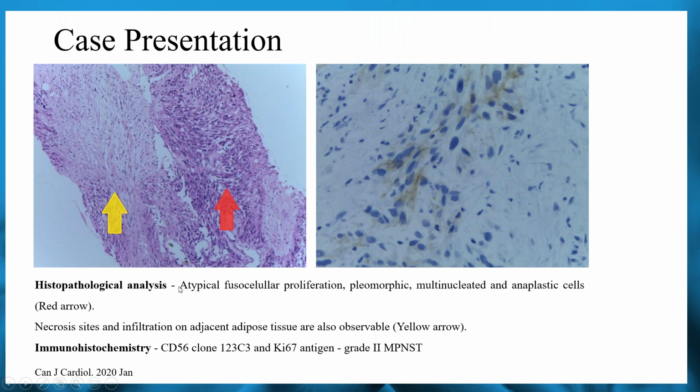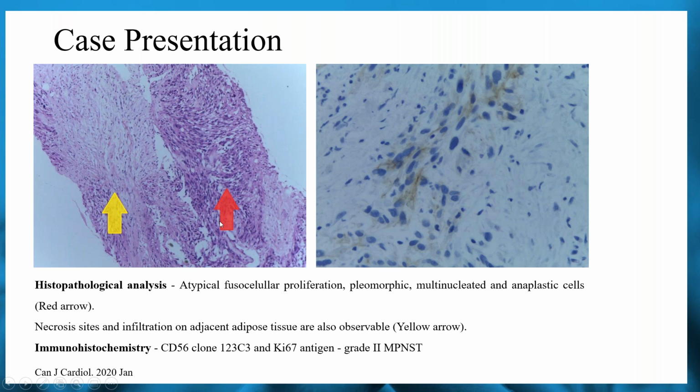On the left, the histopathological analysis. On the red arrow, we have the tumor area showing a typical fusocellular proliferation with pleomorphic, multinucleated, and anaplastic cells. And the yellow arrow showing necrosis and infiltration of the adjacent tissue.